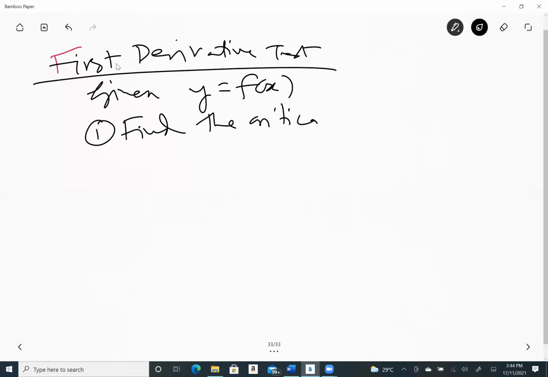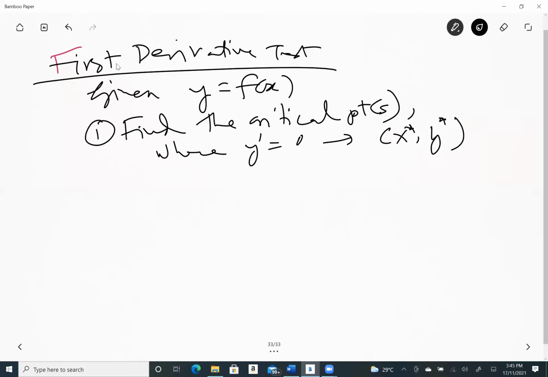Critical point or points can be more than one. This is where y prime equal to 0. So you set y prime equal to 0. Suppose that will happen at x star, y star. So that is the critical point. That is the first thing that you need to do, because like I said, the critical point will break the curve or the value of the function into intervals.